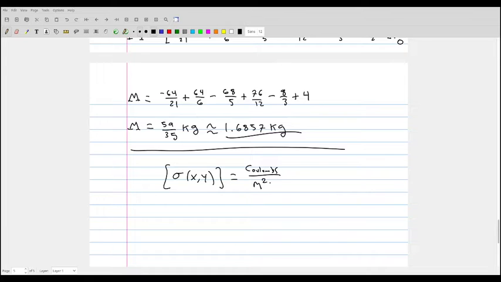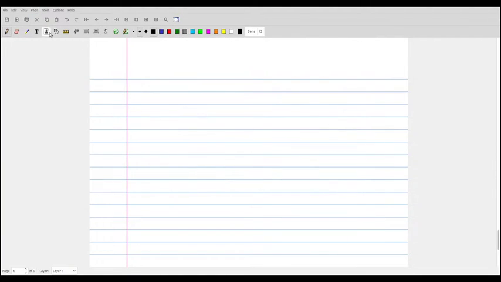So these are the first two applications that we have for the double integral. The next applications are what are called the center of mass or the center of charge.